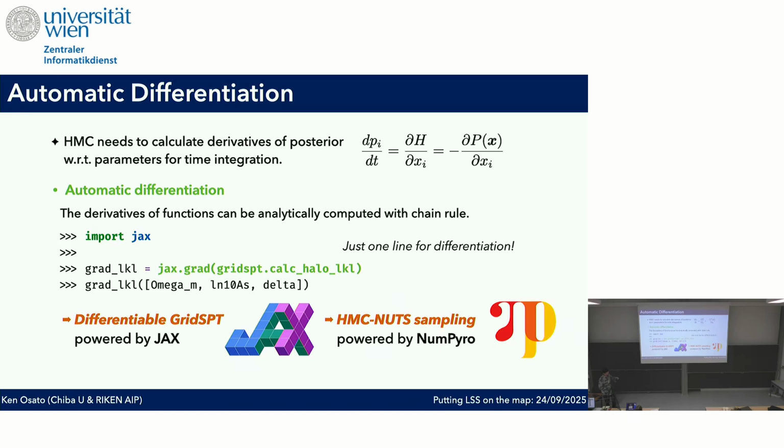We have named this code the differentiable GridSPT. Solving the GridSPT equations can be fully handled by the JAX library, making use of GPU acceleration for the 3D FFT part. And for posterior sampling, the HMC No-U-Turn sampler is also powered by the NumPy library, which also makes use of GPU acceleration.